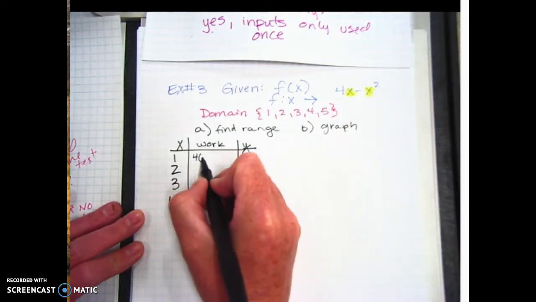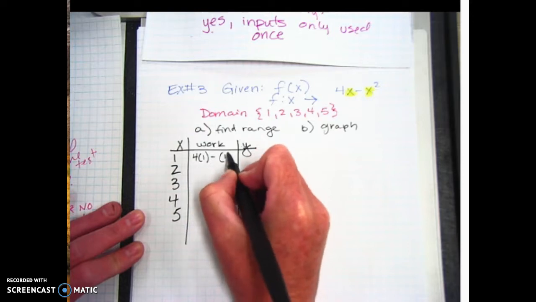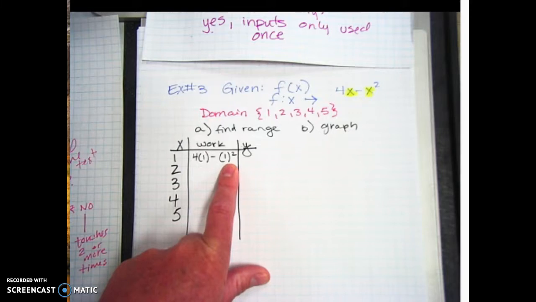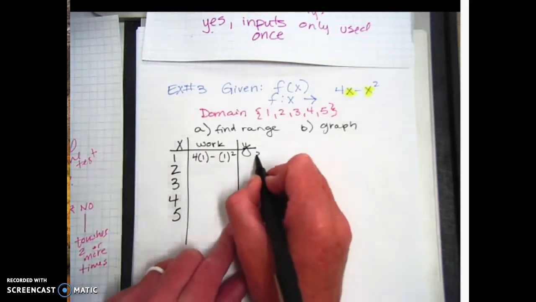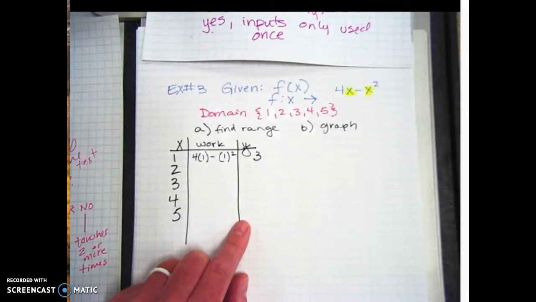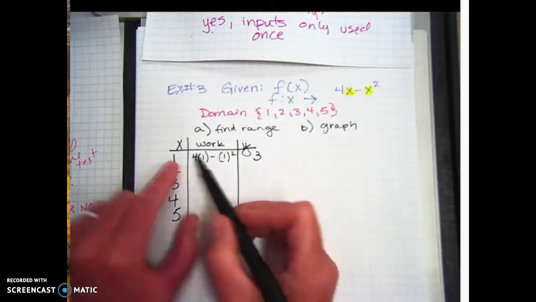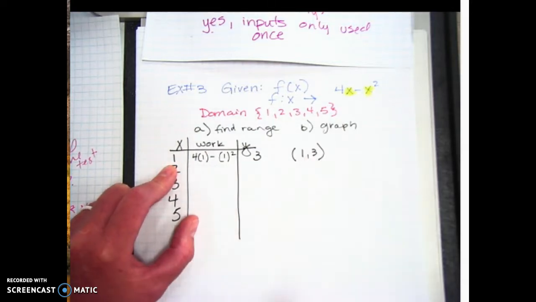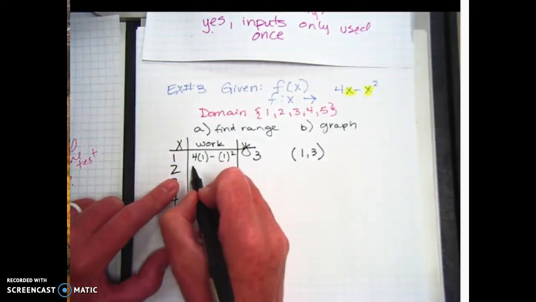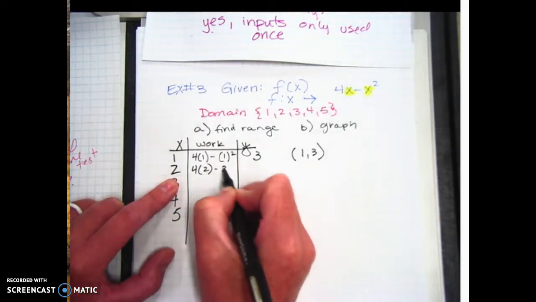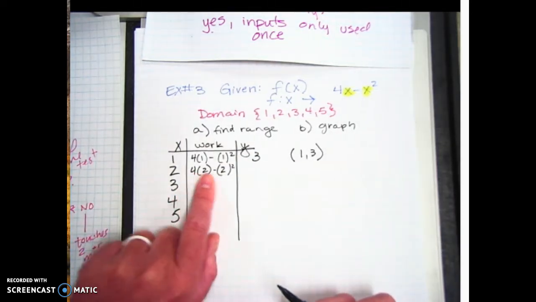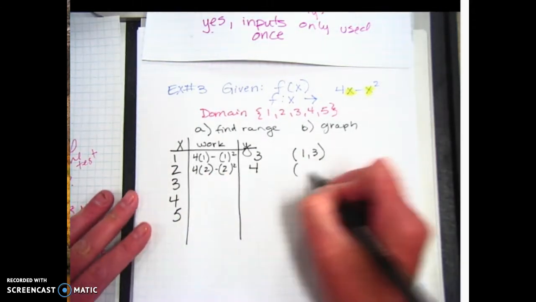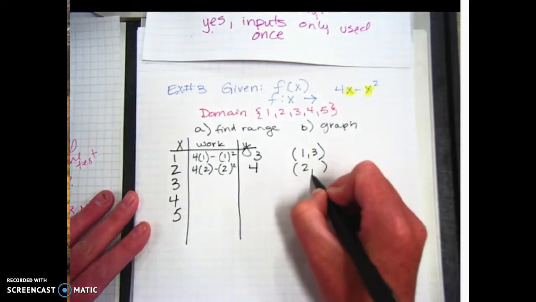So we're going to have 4 times 1 minus 1 squared. 4 times 1 is 4. 1 squared is 1. 4 minus 1 is 3. So if we plugged in a 1 and we got out a 3, that means our ordered pair is 1, 3. Now we're going to plug in a 2. So we're going to have 4 times 2 minus 2 squared. 4 times 2 is 8. 2 squared is 4. 8 minus 4 is 4. So the ordered pair that goes with that one is 2, 4.